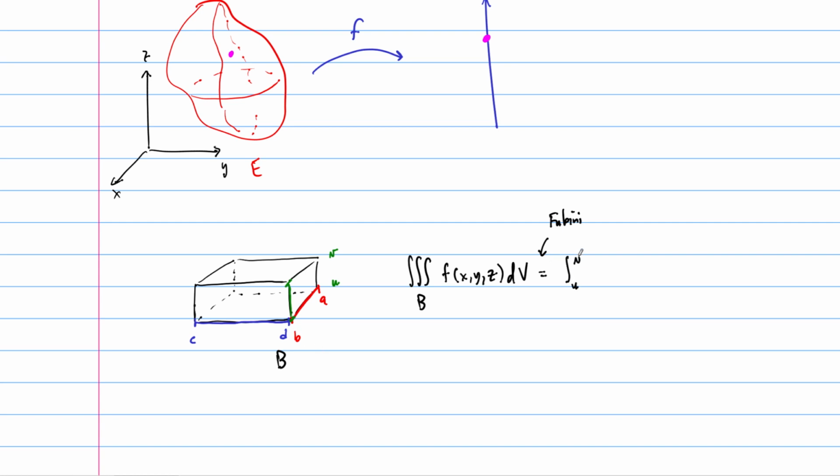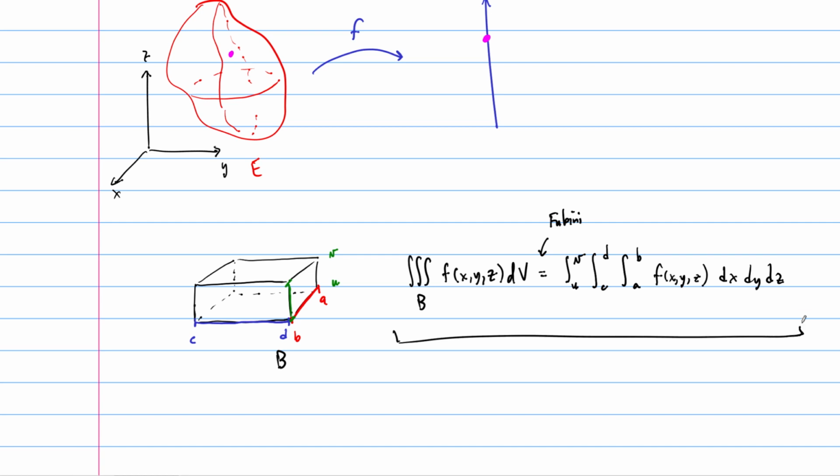So I'm going to go from u to v on the outside, from c to d, and then the innermost, I'm going to go from a to b. So this means that my volume differential, the volume of this thing, is going to be change in x, change in y, change in z. So it's going to be dx, dy, dz. All right, and this is the basic idea. And again, this is a very straightforward extension from 2 dimensions to 3 dimensions.